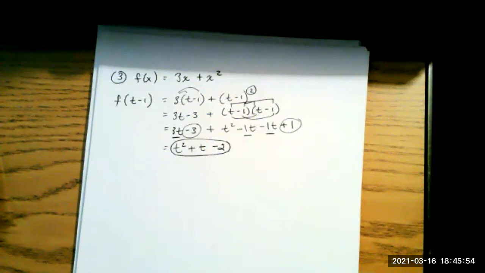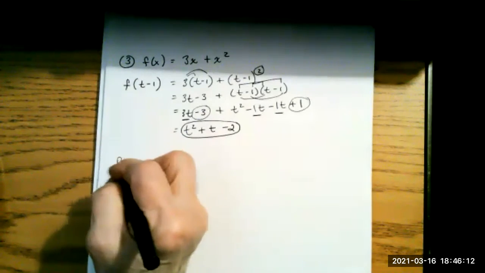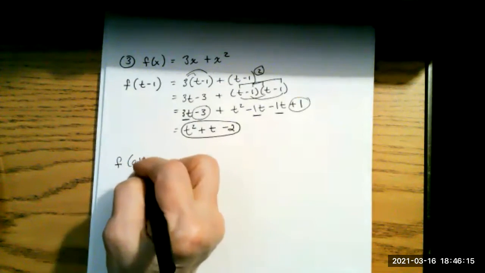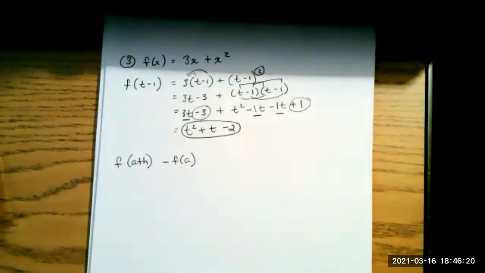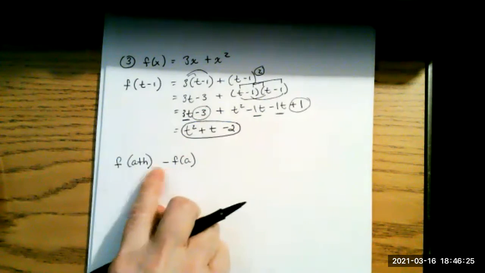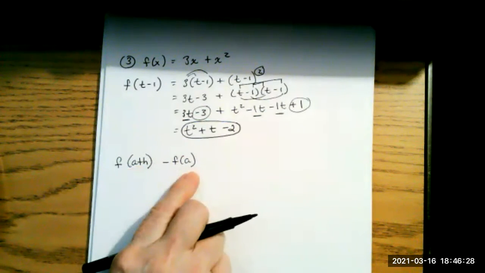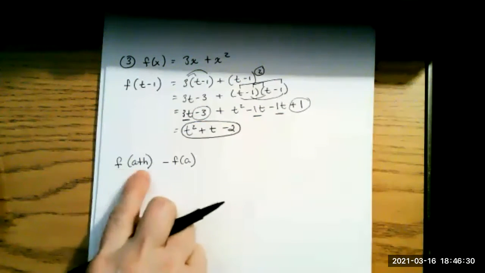Any questions on what I did? Okay, now, if you can do that, that's really, really good. Because that's what you're going to have to do when they give you a more complicated one. If they give you f of a plus h minus f of a, and you have to do two different things. See how this is separated by this minus here? You're going to have to find two different things. Find this one first.